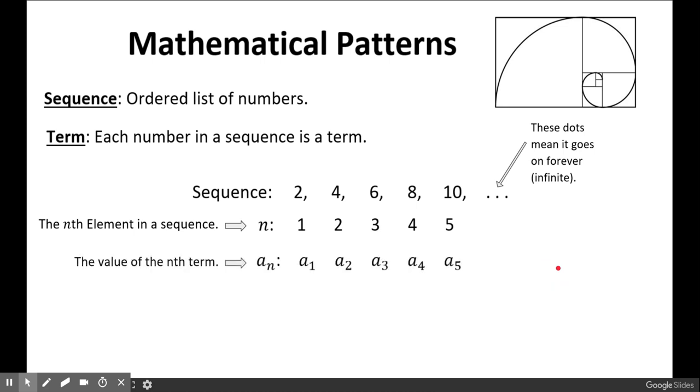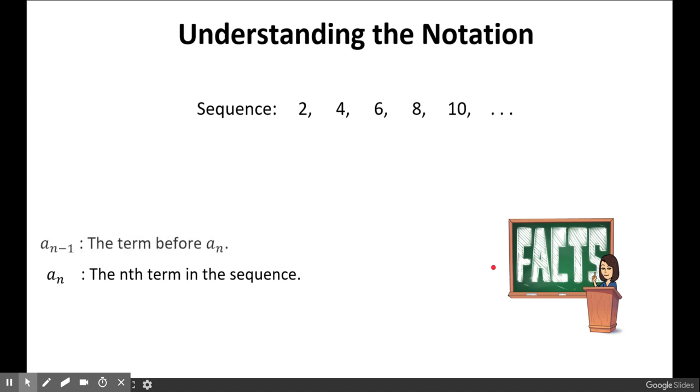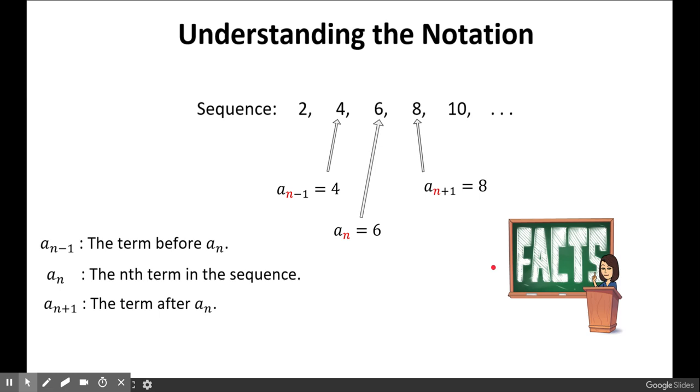The value of the nth term is represented by a sub n, so a sub 1 is 2, a sub 2 is 4, and so on. Now, understanding the notation, if we're talking about a sub n as the nth term, then a sub n minus 1 is the term before a sub n, and a sub n plus 1 is the term after a sub n. So in this example, if a sub n is 6, a sub n minus 1 is 4, and a sub n plus 1 is 8.